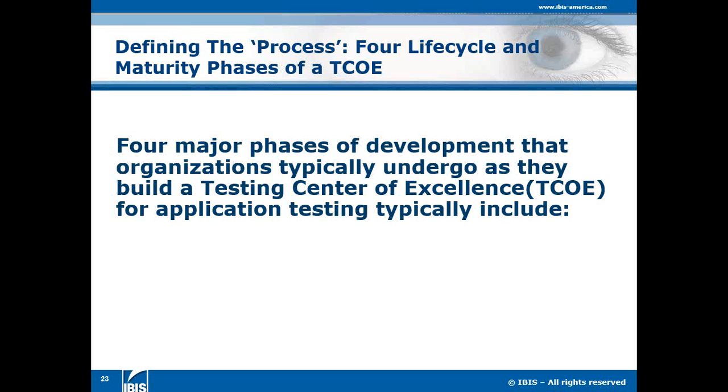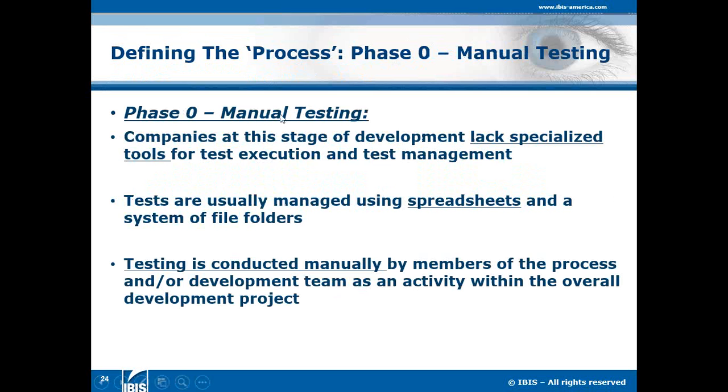4 major phases of development that organizations typically undergo as they build a testing center of excellence typically include phase 0, which is manual testing. Again, I'm really focusing on those areas that I've underlined. In phase 0, there's a lack of specialized tools. We're spreadsheet happy, and testing is conducted manually. We're not really looking at automation at this point.